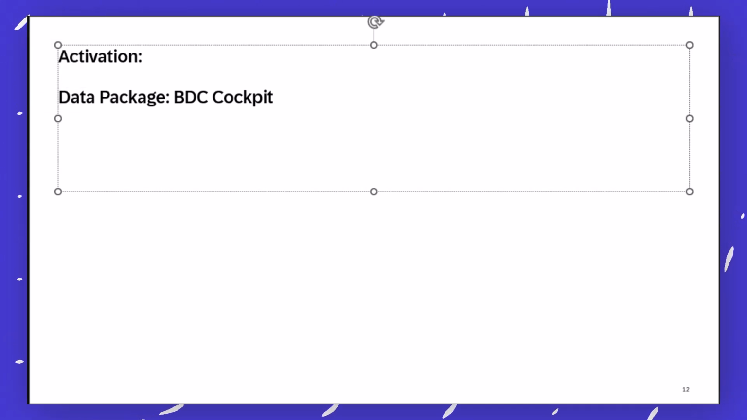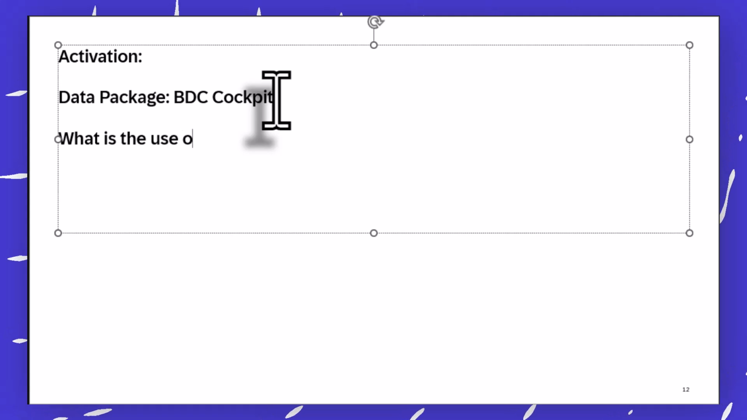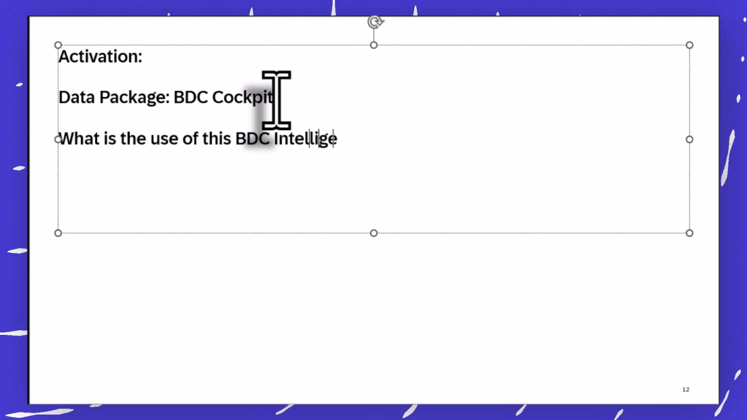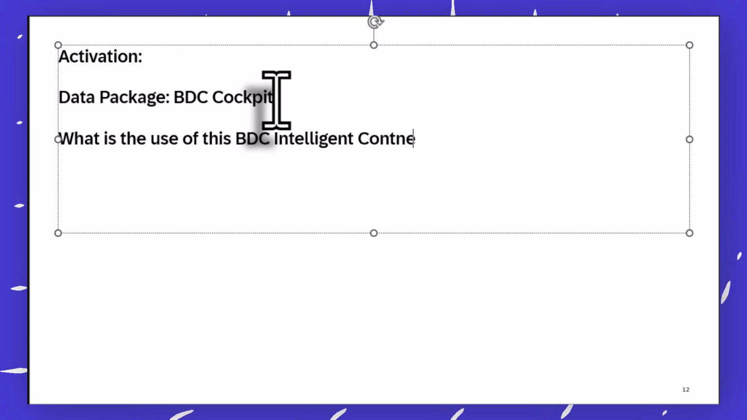Now from an activation point of view, based on your requirement, you can install the specific data products as I mentioned previously. Now the main usage, what is the use of this? The next question is, what is the use of this BDC intelligent content?